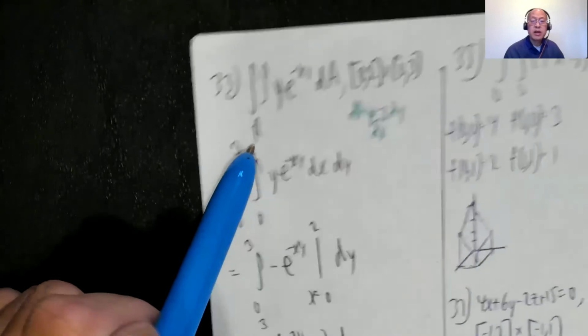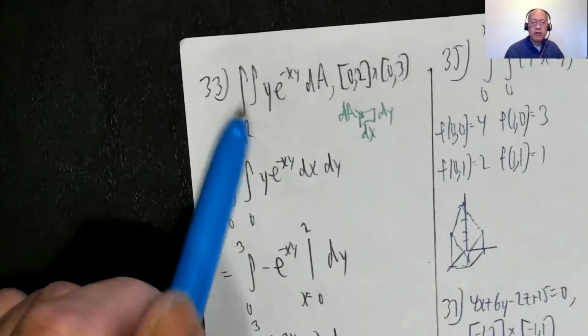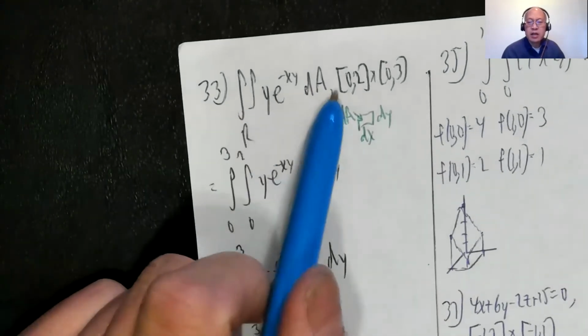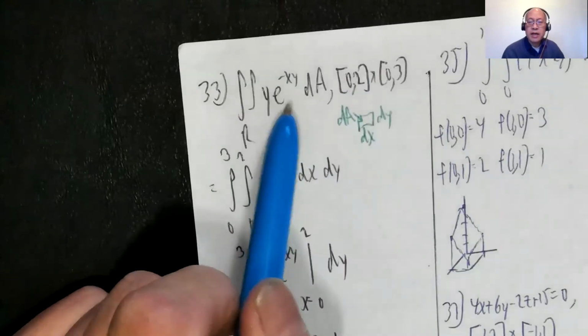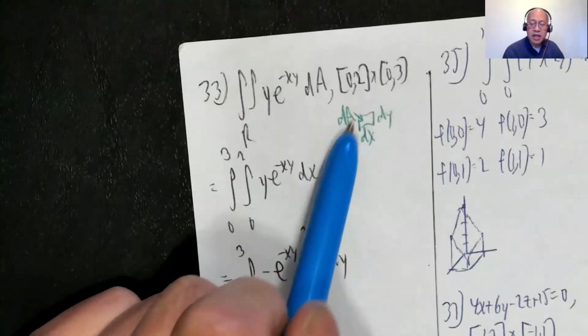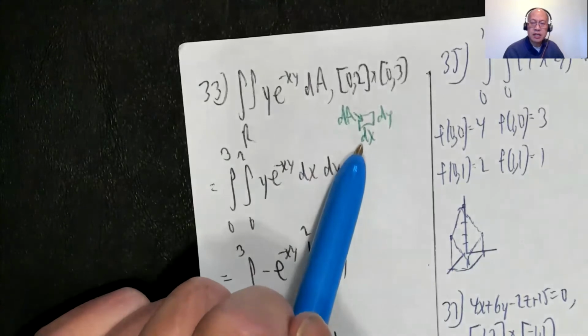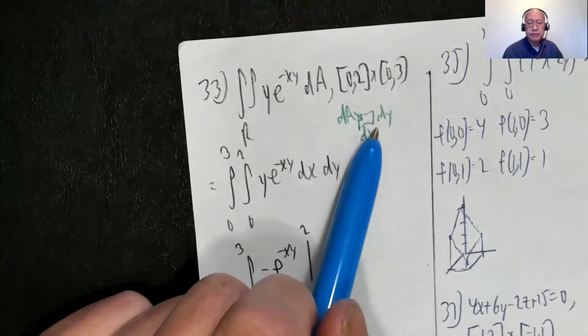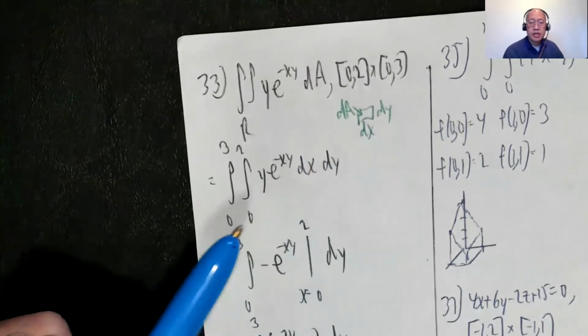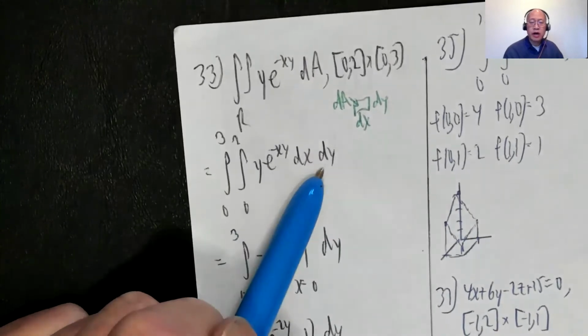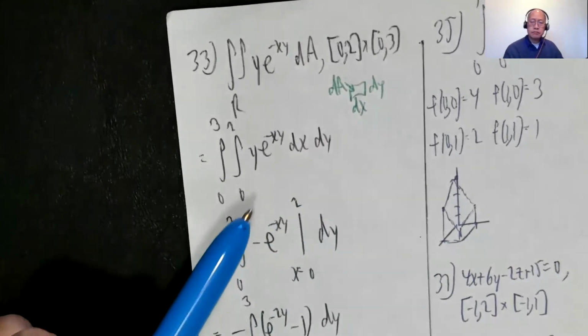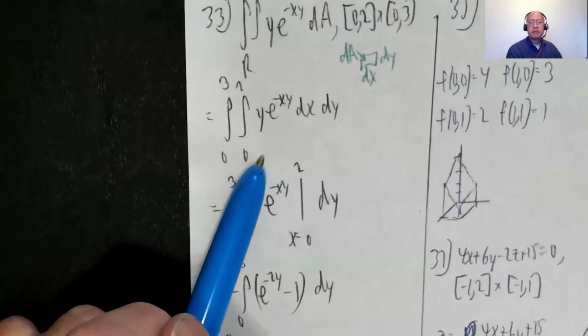Okay, 33. Integral over the region R of y e to the -xy dA, where R is [0, 2] cross [0, 3]. dA is a tiny change in area, which consists of a dx dy, or dy dx. It's up to you. I decided to do dx dy first. And notice this is kind of the chain rule in reverse.